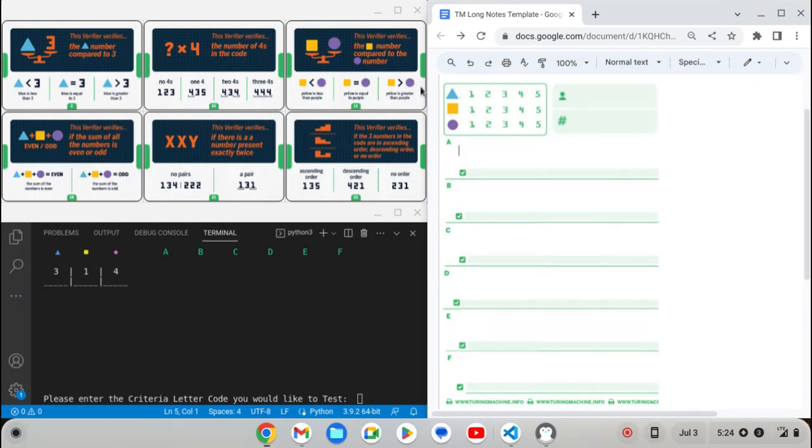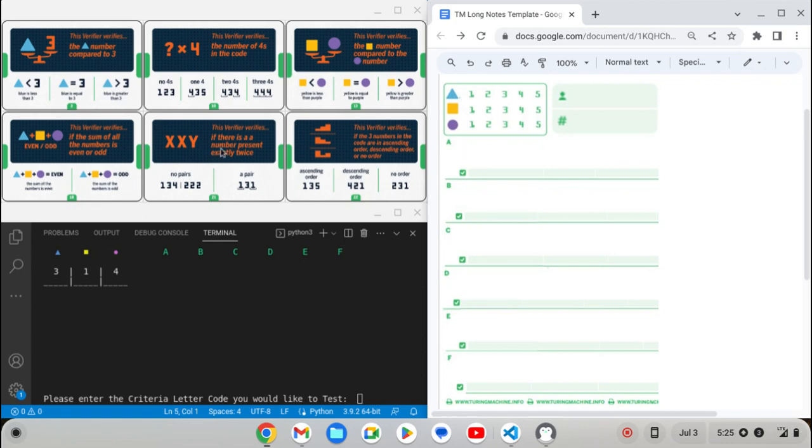Criteria card C will look at the middle and last digit, our square and circle, and compare them. So should the square value be less than circle? Should they be equal? Or should the square value be greater than circle? Then criteria card D looks at our 3-digit solution, triangle, square, and circle, and if you add up the 3 digits, the Turing machine will let us know whether the value of the sum should be an even quantity or an odd quantity.